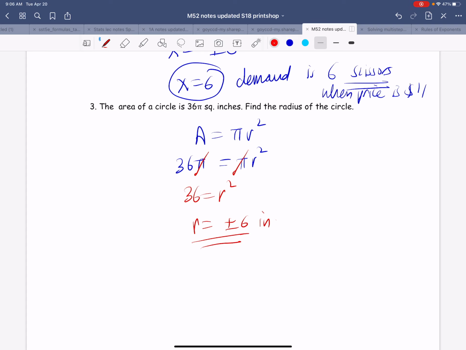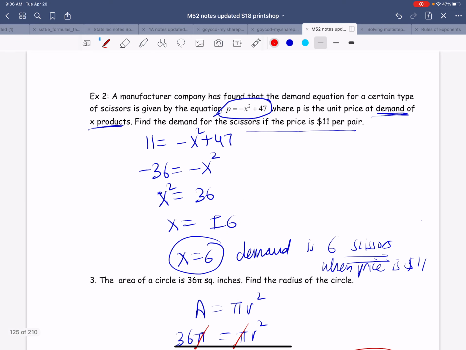So radius is the length, and the length cannot be negative. Again, it would be r equals 6 inches. We are going to ignore the negative answer because the length is always positive. Okay, that's all in this video.